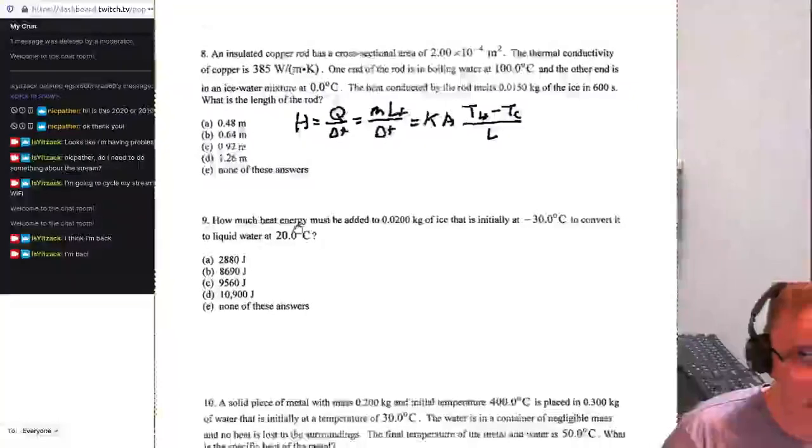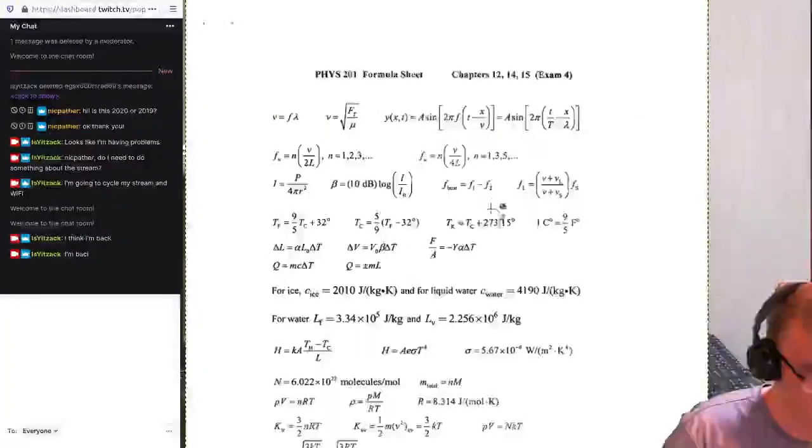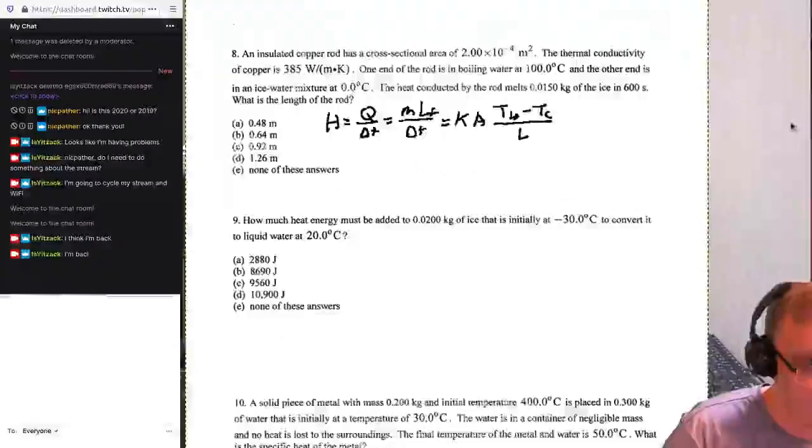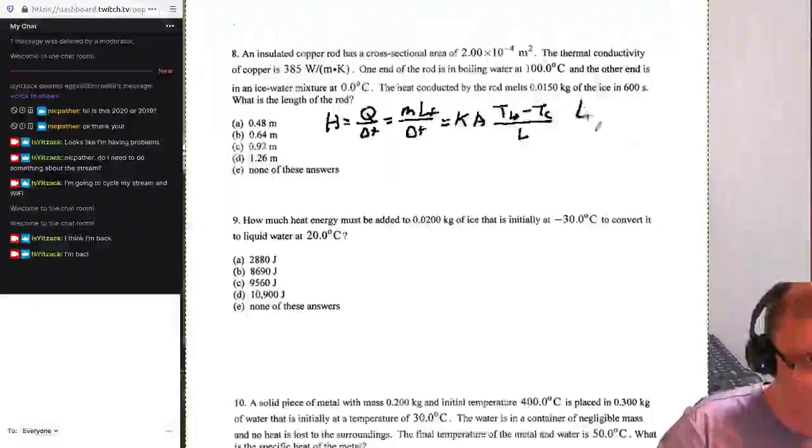Oh, I know what's going on here. Here we are: 3.34 times 10 to the 5 joules per kilogram. 3.34 times 10 to the 5. Nope. 0.34 times 10 to the 5 joules per kilogram.